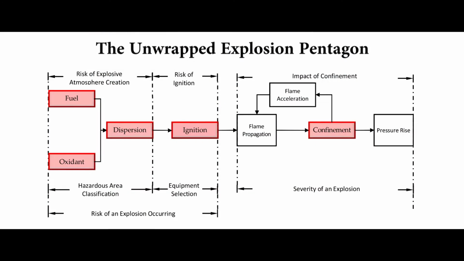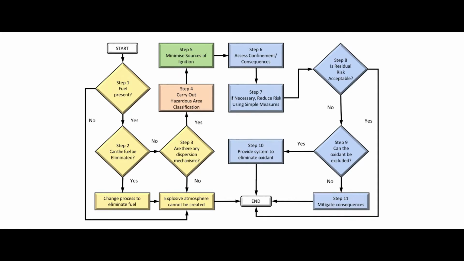A secondary outcome of the literature search was a paper by Cloney et al. which contained an unwrapped explosion pentagon. The unwrapped pentagon led us to develop a stepwise approach to the risk reduction of dust explosions. The innovative aspects of the toolkit arise from the stepwise approach, leading to a full risk assessment and the risk reduction requirement for dust explosions.